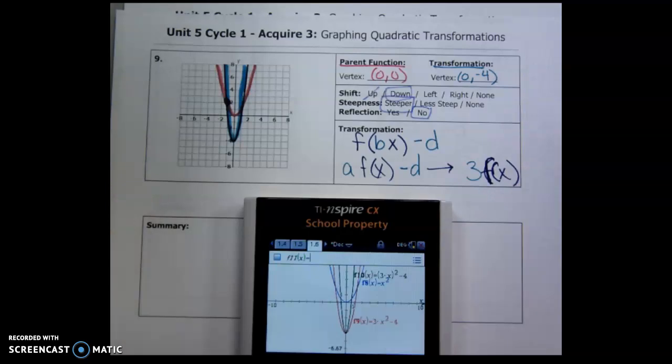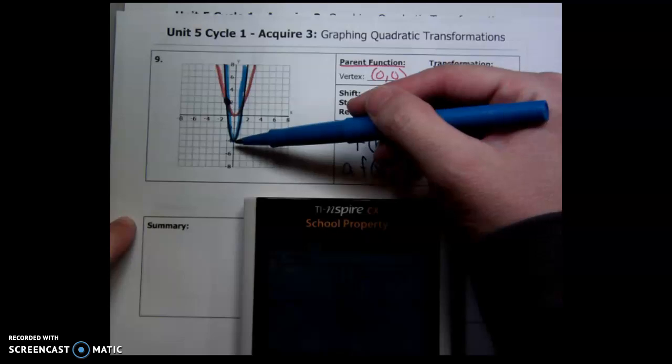F of x, and then we have to see how much it shifts down. Minus 4.